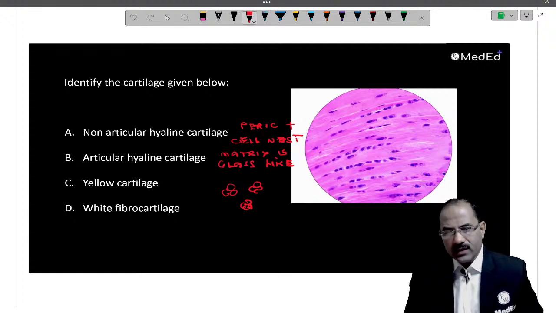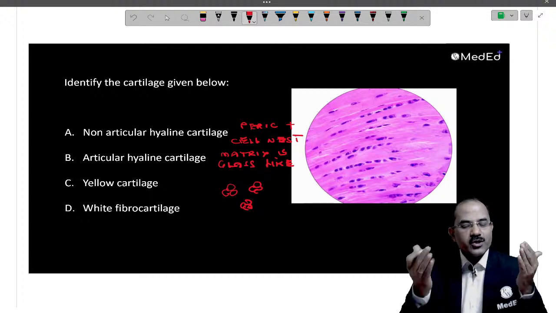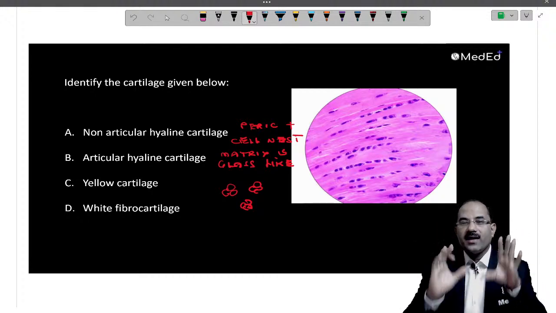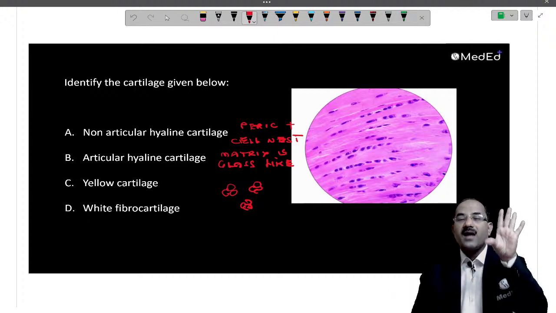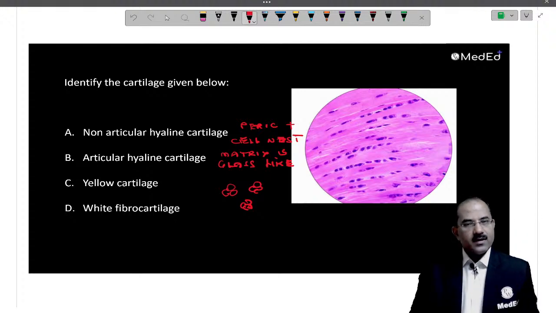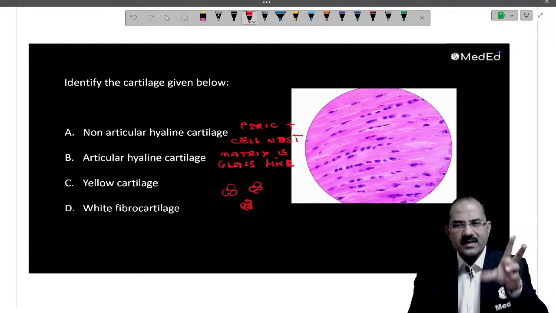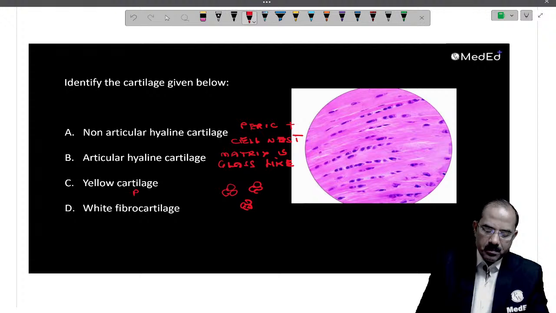Now, coming to the elastic cartilage. In elastic cartilage, other than the chondrocytes, what are we going to get? We are going to get yellow elastic fibers. So we are going to get elastic fibers in the matrix, and the chondrocytes are largest in size. Chondrocytes are largest in size in elastic cartilage, right? Perichondrium is present. So number one, perichondrium present, chondrocytes are large in size, and elastic fibers are present. Examples of elastic cartilage are pinna, epiglottis. Epiglottis is an example of elastic cartilage.